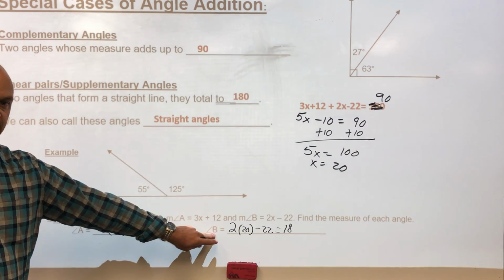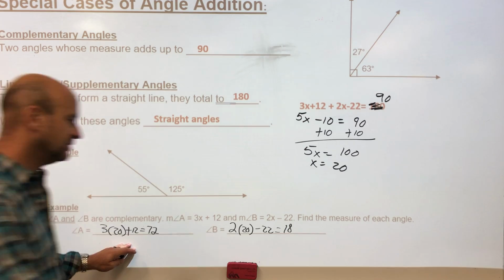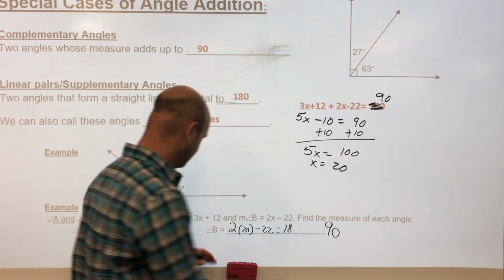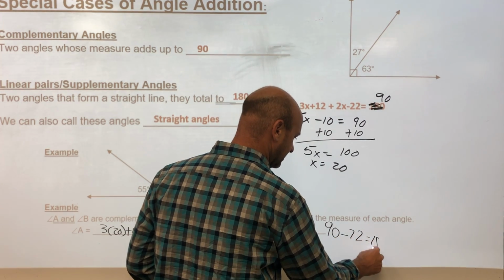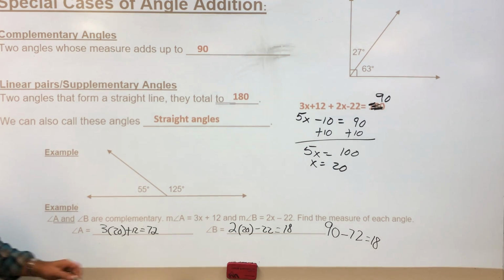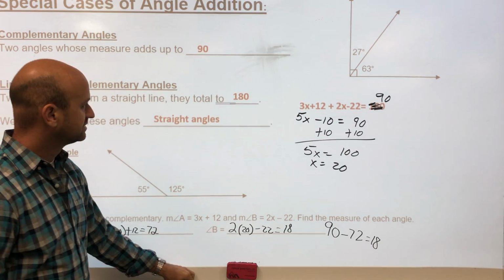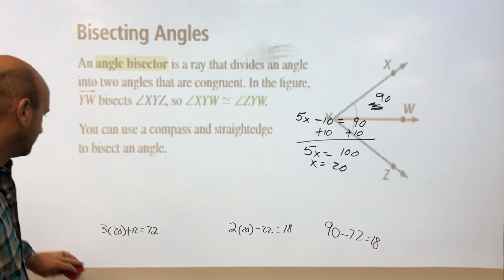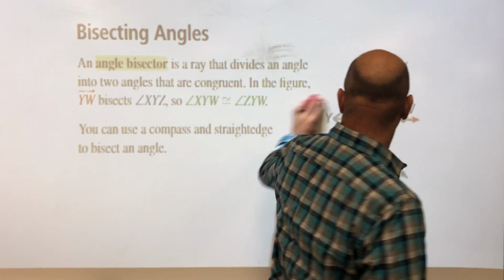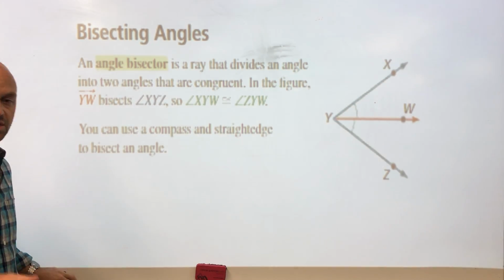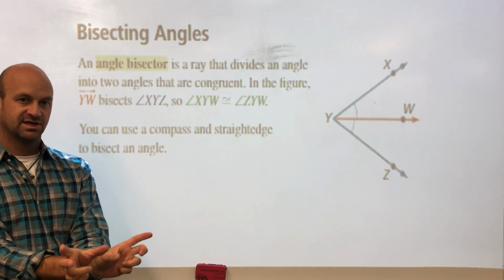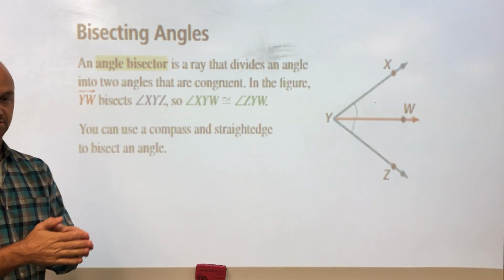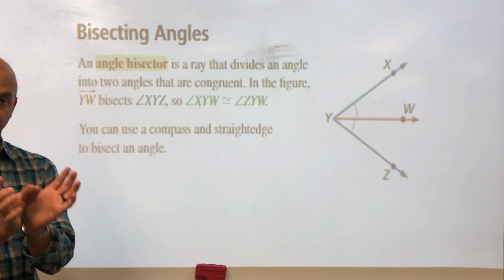Now, there's one other way to find angle B. If we know angle A is 72, we could also take 90, because they're complementary, and subtract 72 from it and get 18. So either of those cases would be fine. So that takes us through some angle questions with equation solving. All right, so now we get into this topic called bisecting angles. In the past, we bisected a segment, and that created a midpoint where we had two congruent segments. In this case, we have an angle bisector. It's going to split an angle into two congruent angles.